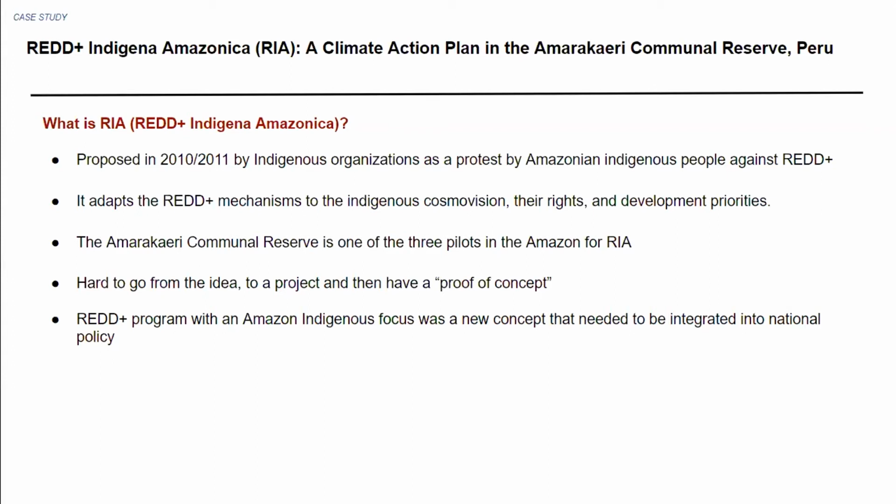So they needed pilots, and they decided to go ahead with 3 pilots. One in Colombia, one in Brazil, and the other one in Peru, which is the one that I'm presenting, in the Amarakaeri Communal Reserve. Another difficulty at the beginning, of course, with not only how do I implement and show how this RIA works in the Amazon, was that since it was a new concept, it needed to be integrated into national policy. So that's what RIA is, and I'll be referring the whole time to RIA, but it's the REDD policy adapted to indigenous peoples from the Amazon.